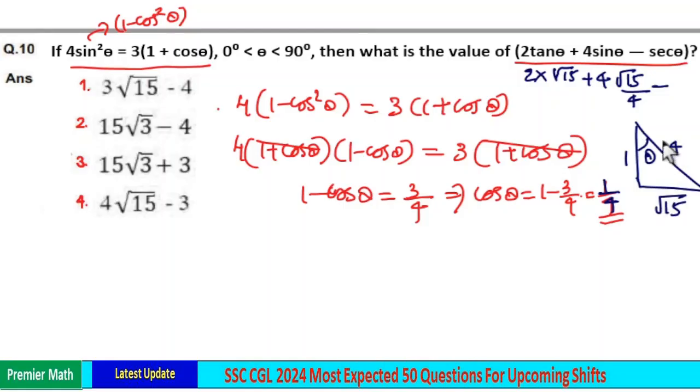is equal to, sec theta is 1 by cos theta. So cos theta is equal to adjacent side by hypotenuse. Then sec theta is equal to 4. Now this is equal to 2 root 15 plus root 15 is equal to 3 root 15. So 3 root 15 minus 4. Option 1 is your answer.